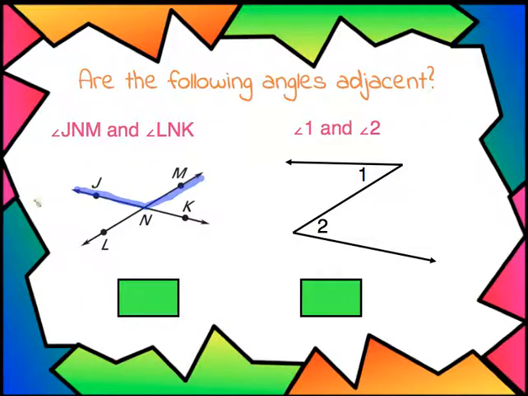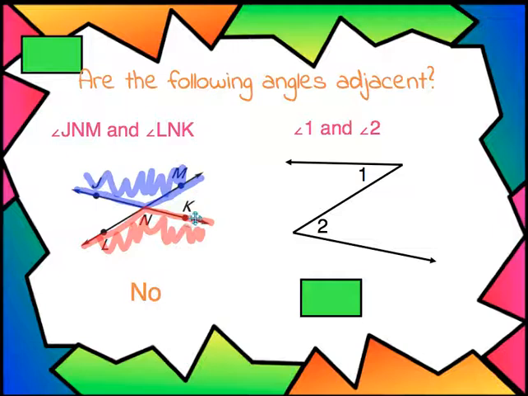This one's talking about J and M, and this one's talking about L and K. These have the same vertex, it's N. They don't overlap. This one's all the points down here, and this one's all the points up here. But the answer is no. A lot of people tell me this one's yes, but it's not. It's no, and that's because they don't share a ray.